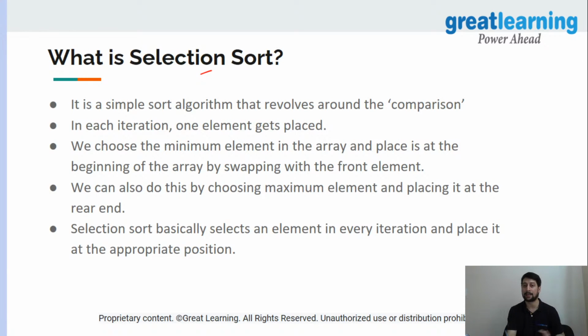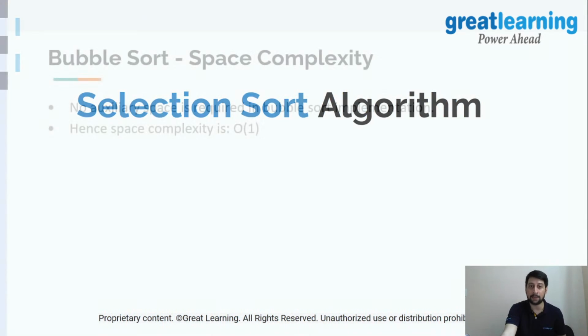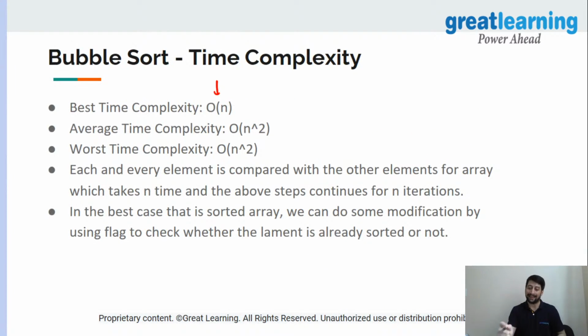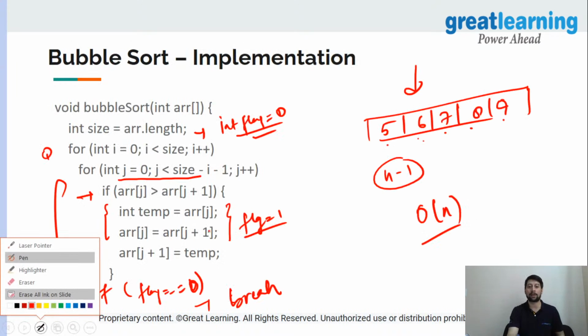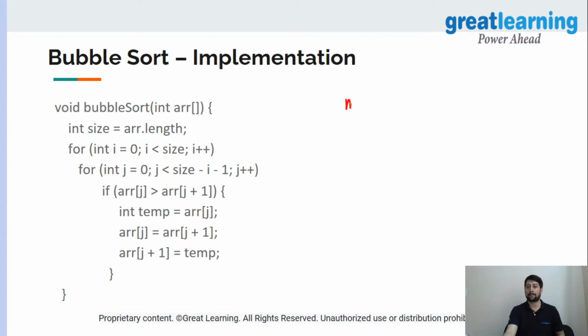It is a simple sort algorithm, simpler than bubble sort, and it revolves around comparisons. Okay, so the number of comparisons will be the same, but sir, can you explain how to calculate the time complexity? Basically, the time complexity boils down to two cases, m plus n and m into n.